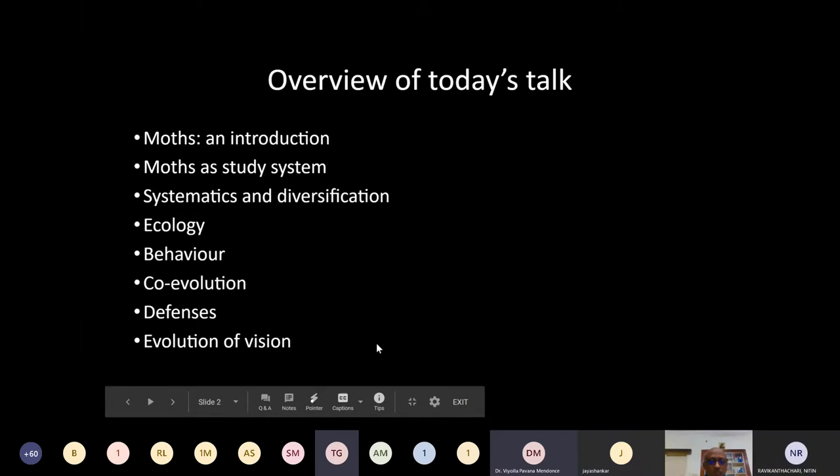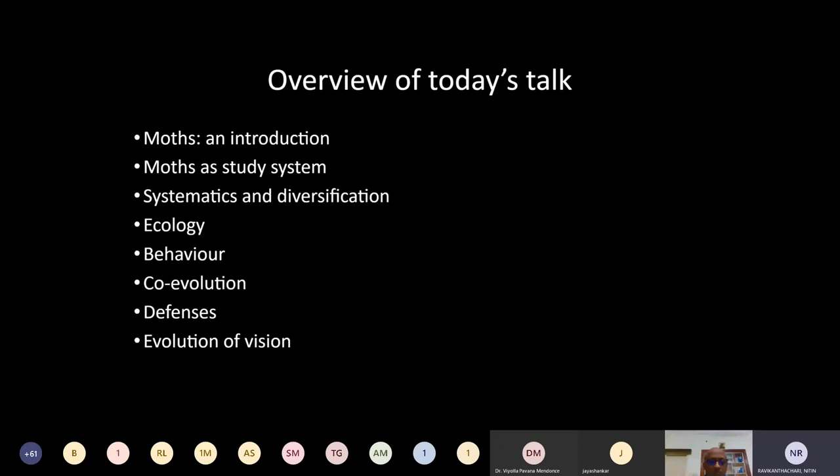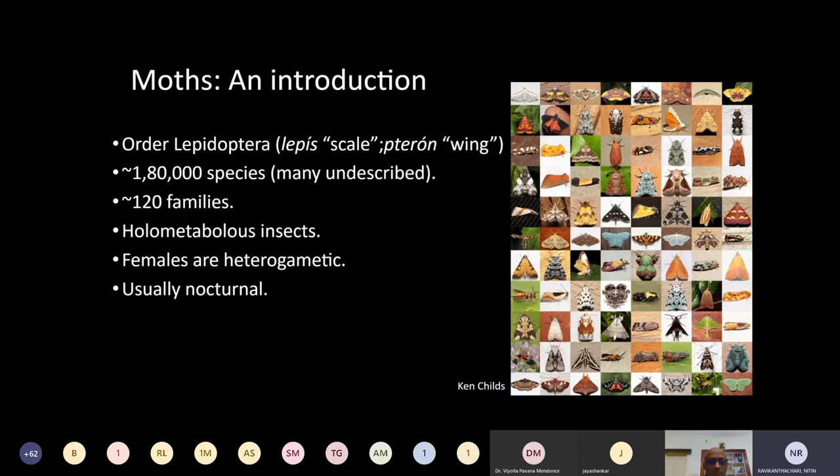All right, so yeah, I just touched upon a bit of what moths are and why moths make a very interesting study system, and how moths have diversified and evolved over time. So to give a very brief introduction, I'm not going to explain in detail. Moths belong to the order Lepidoptera, which means scaled winged insects. There are 180,000 species of moths. Many of them are undescribed, and we do not know anything except their name for almost 90% of the moths. It's a very understudied, very poorly known group of insects.